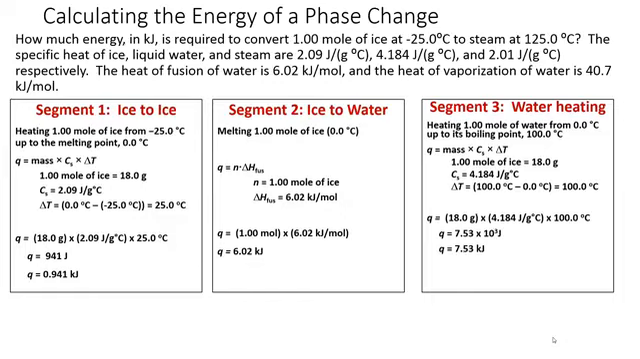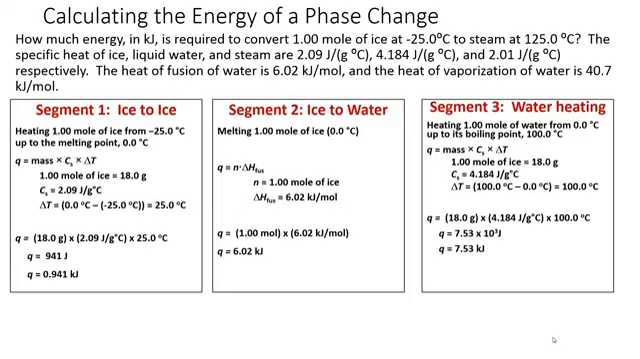Now we're going to look at segment 3, which is the energy required to heat 1 mole of water from 0 degrees Celsius up to its boiling point, which is 100 degrees Celsius. In this case, again, 1 mole of water is 18.0 grams. The specific heat of liquid water is now required, which is 4.184 joules per gram degree Celsius. And the delta T is the final temperature, 100 Celsius, minus the initial temperature, 0 Celsius, or 100 degrees C.